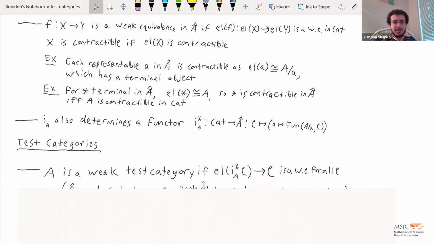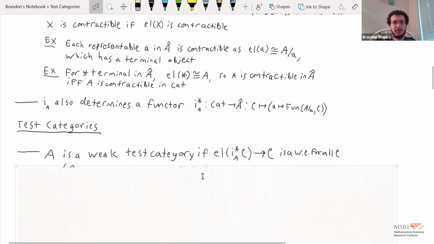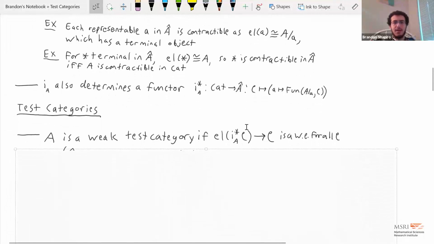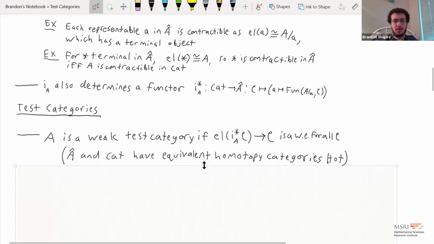So what is a test category? Grothendieck called A a weak test category if, when you take a category C, you apply this i star A, get an A hat set given by this, and then go back to categories by the category of elements, the counit of this adjunction goes from there to C, and A is going to be a weak test category if that is a weak equivalence.